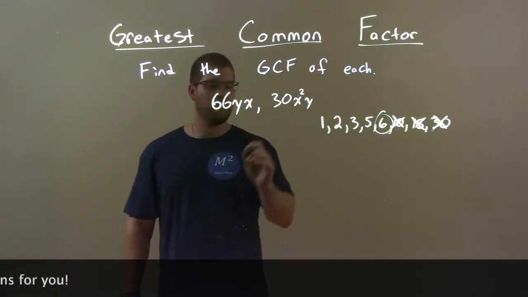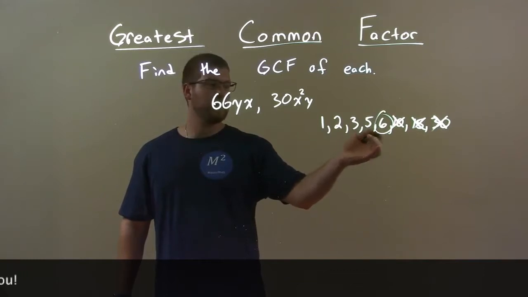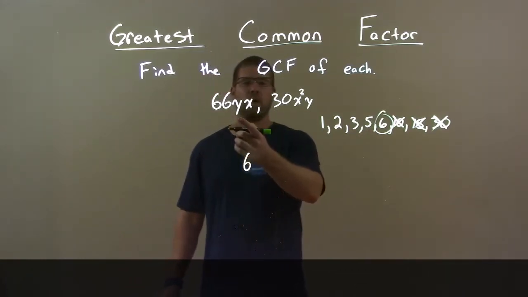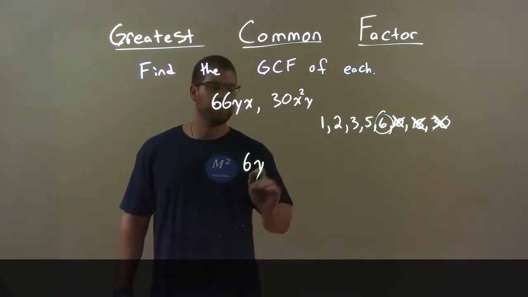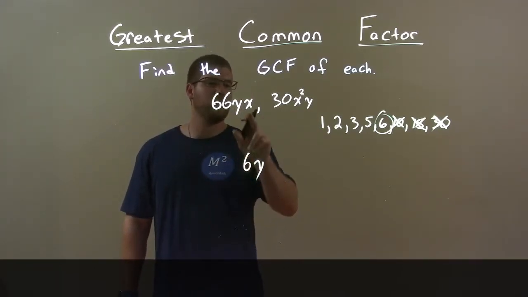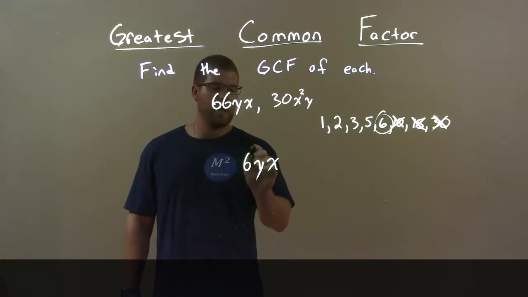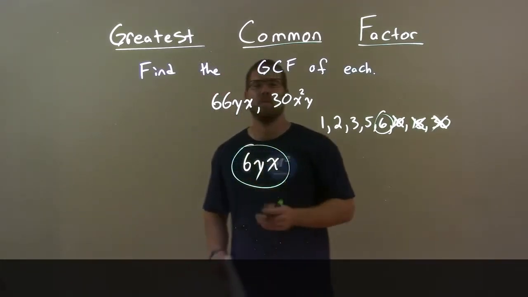So 6 goes into both of those numbers, 66 and 30, so the greatest common factor is 6 there. Now we have 1y here, 1y there, so we're good, okay? 1y can go into both, and 1x here, 2x there, so the least of the two is just 1x. And there we have our final answer, 6yx.